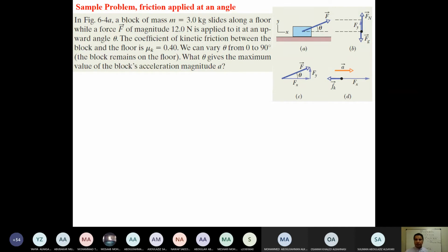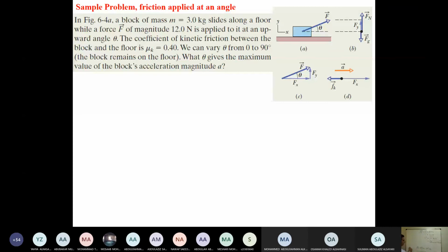And this one, which is figure A here, you are seeing a block of mass 3 kilogram slides along a floor while a force F of magnitude 12 Newton is applied to it at an upward angle theta. The coefficient of kinetic friction between the block and the floor is mu k, that is 0.4. And notice that the coefficients of kinetic friction and static friction have no units, okay? We can vary theta from 0 to 90. What theta gives the maximum value for the block's acceleration magnitude a?